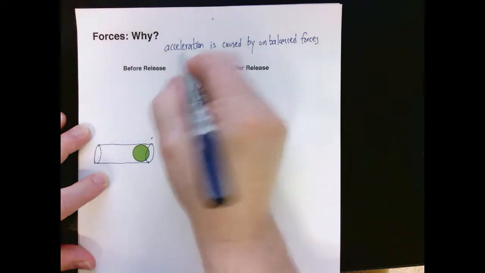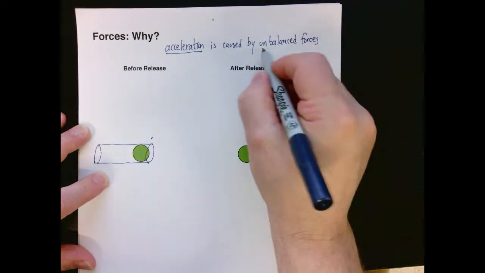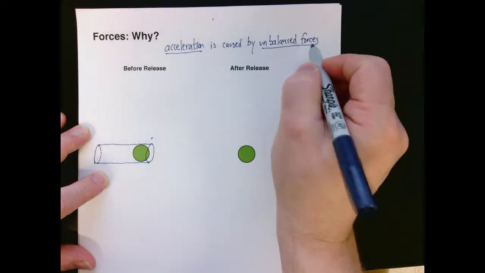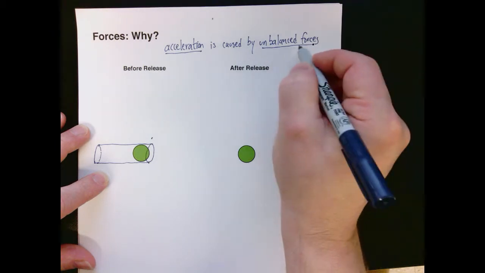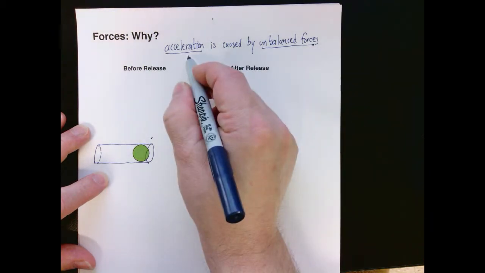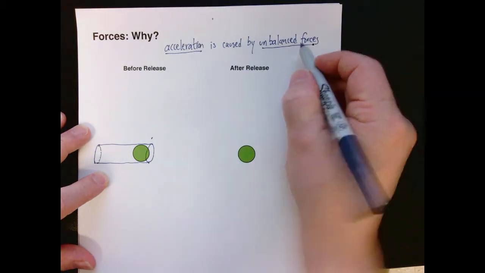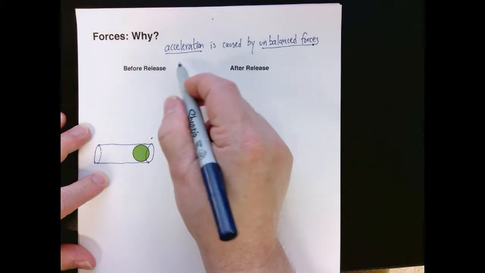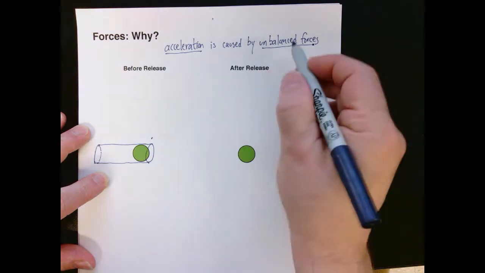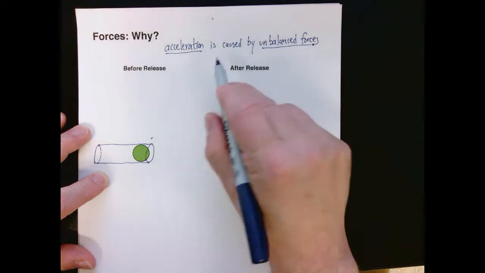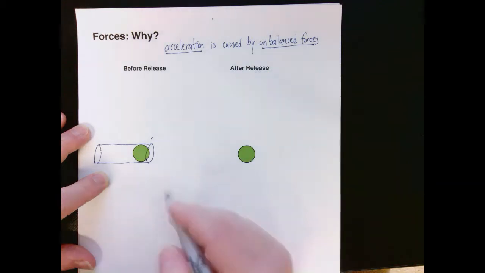So if there's acceleration, then there are unbalanced forces. And this is a reversible statement. If there are unbalanced forces, then there is acceleration. To switch that around, if we were to say the forces are balanced, then there's no acceleration. And if there's no acceleration, then the forces are balanced. So 2 statements, and they are reversible with each other.